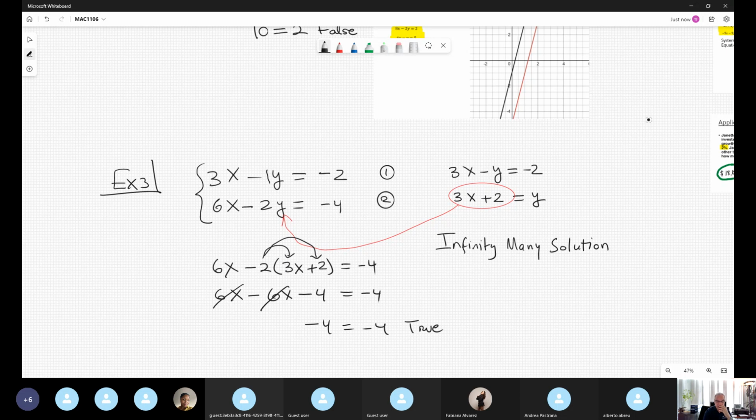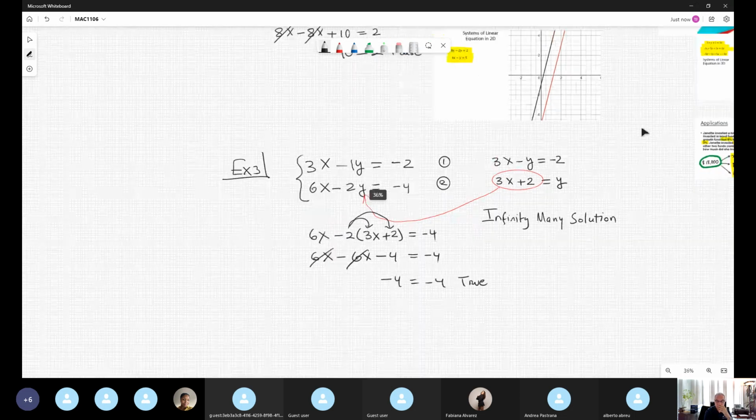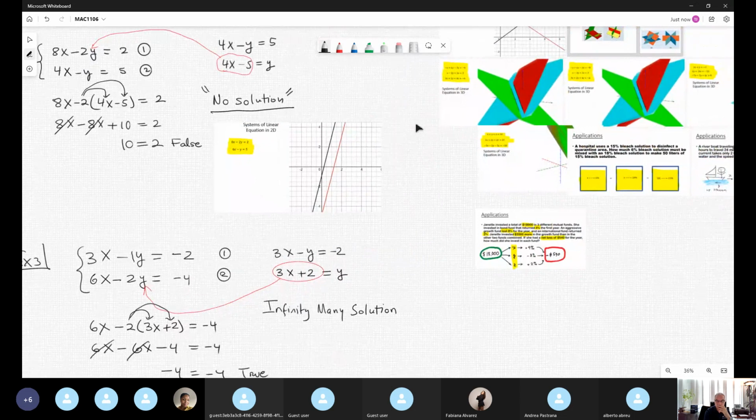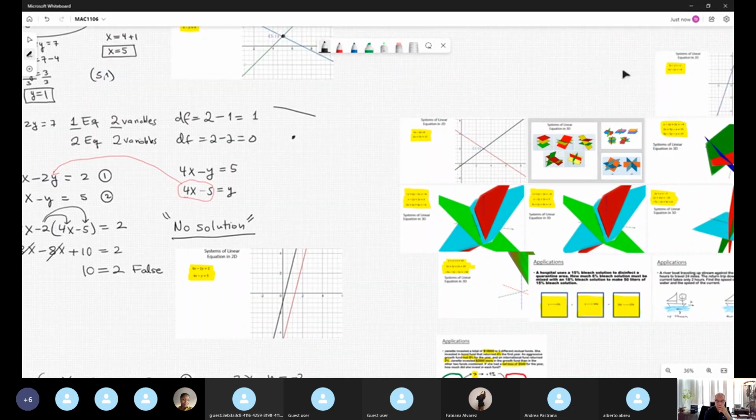Okay, so normally when you have this, let me try to understand to complete the idea. We are doing it graphically because I don't understand very well what infinitely many solutions means. Okay, look, I have here the graph of both equations.